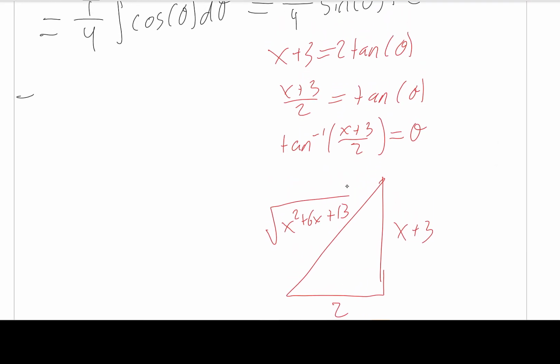Okay, so then this is 1/4 times sine of theta. So that's going to be opposite over hypotenuse. So this is 1/4 times x plus 3 over the square root of x squared plus 6x plus 13, plus c.